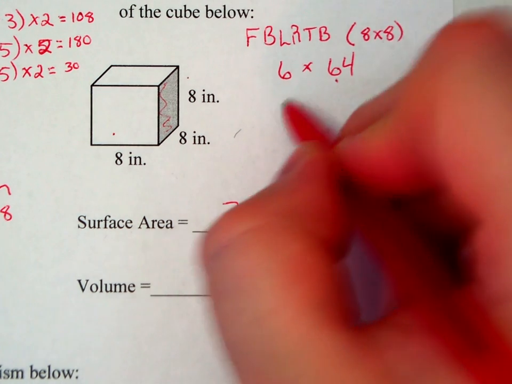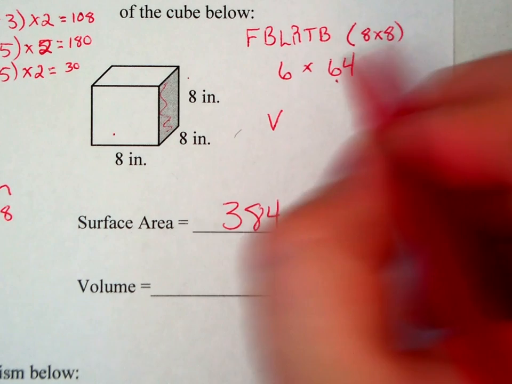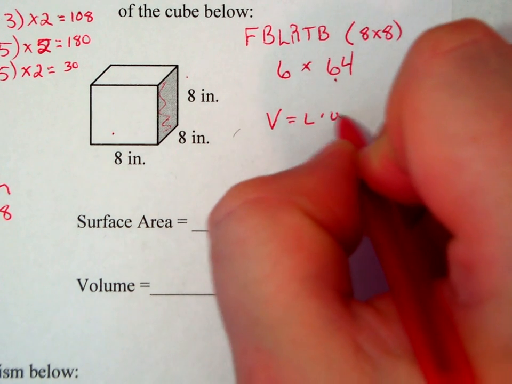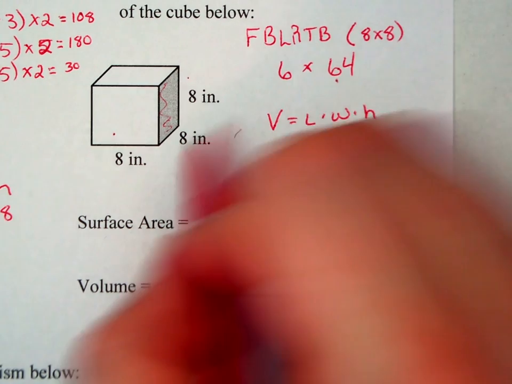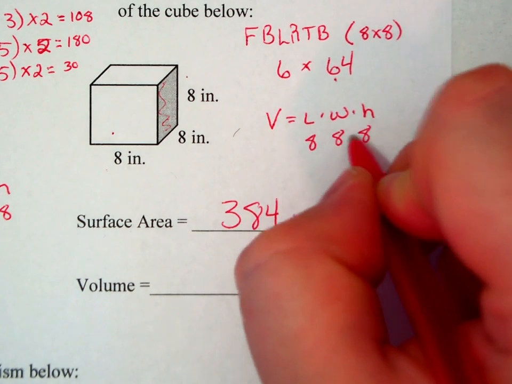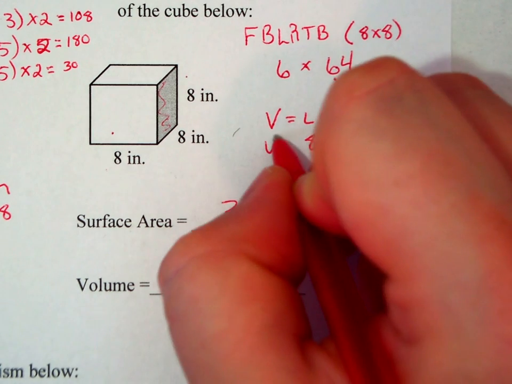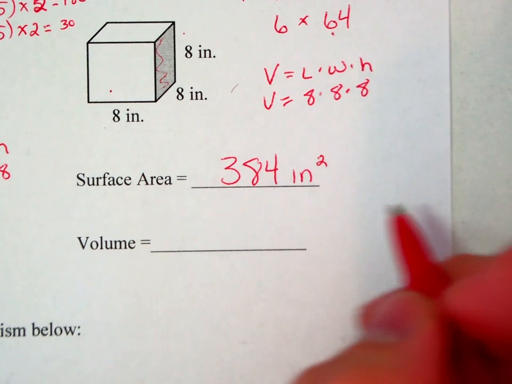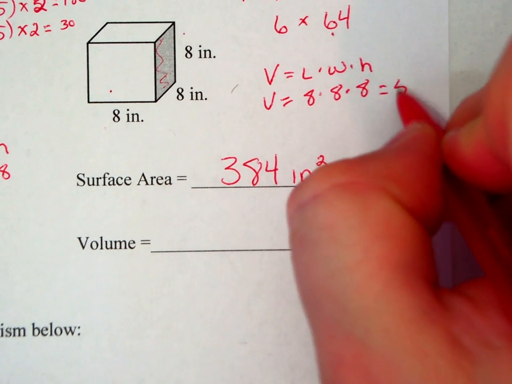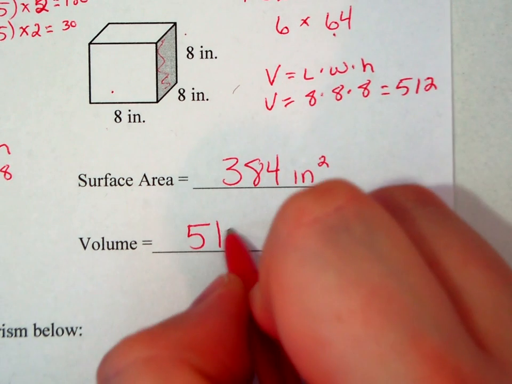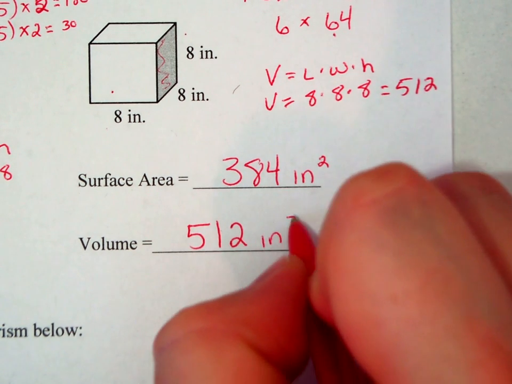And again, I'll find the volume. This time I'm going to use the alternative formula. Volume equals length times width times height, in which I have a length of 8, a width of 8, and a height of 8. So again, 8 times 8 times 8 is going to equal 512. So I will have a volume of 512 inches cubed.